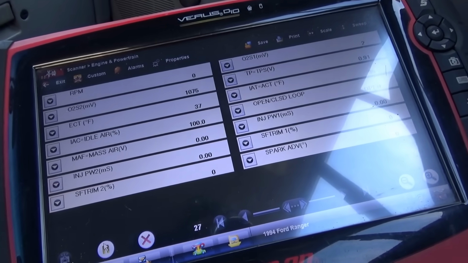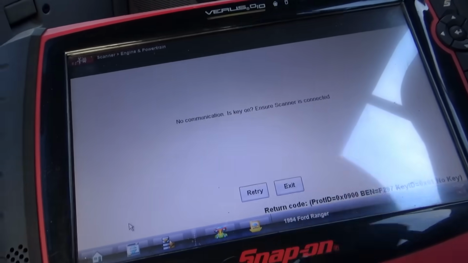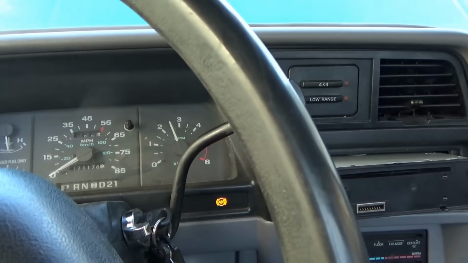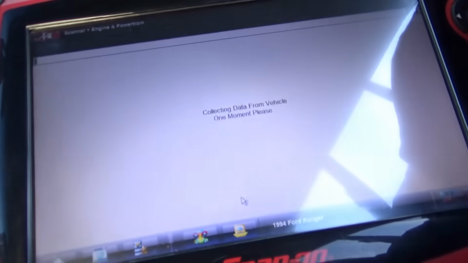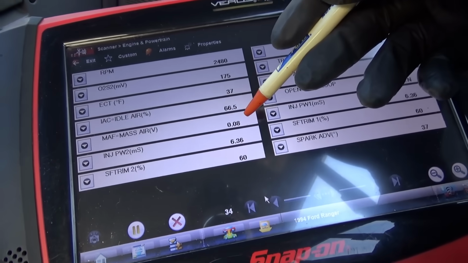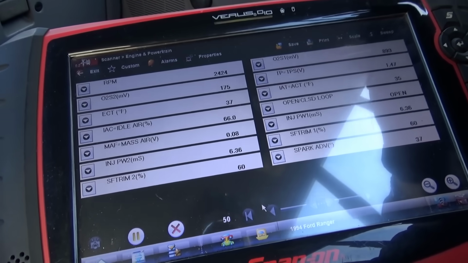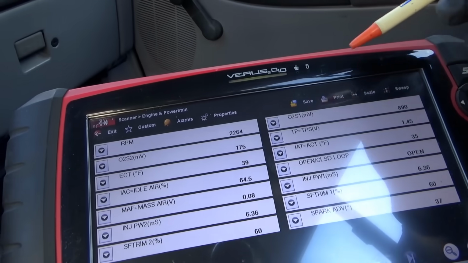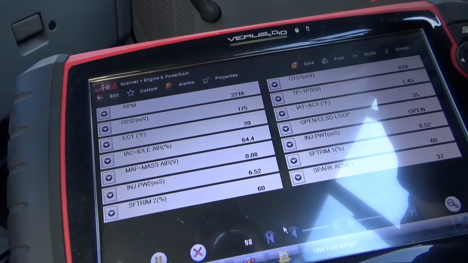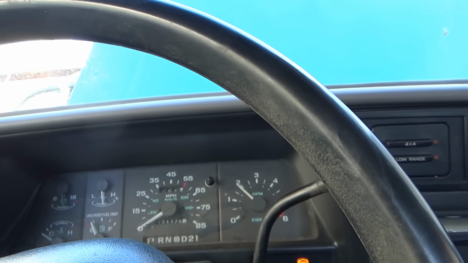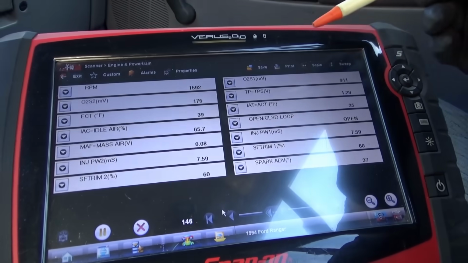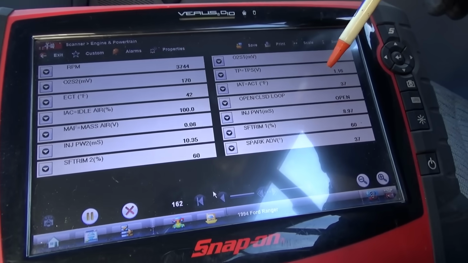All right, here's the list. Let's fire it up. Definitely loping. I'm just gonna rev it up to keep it running. I want to get some live data here. Mass airflow is 0.08. That's not good. O2 sensor 1 is rich. Sensor 2 is lean. It's shaking like crazy, like it has a dead cylinder. But it could be flooded. Look at that, short-term trim, 60 and 60.